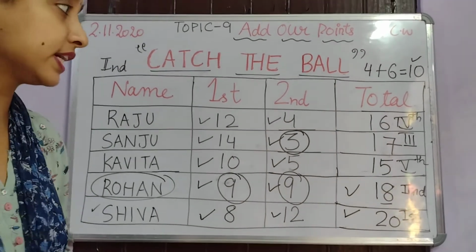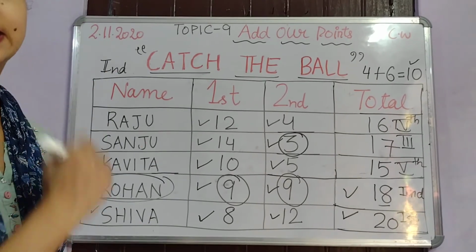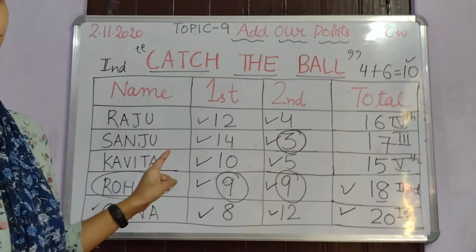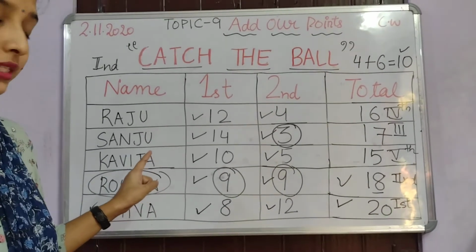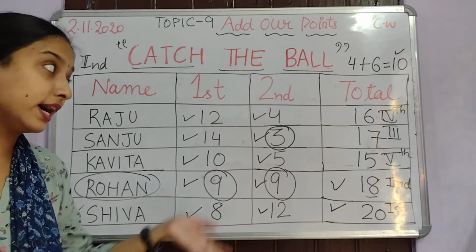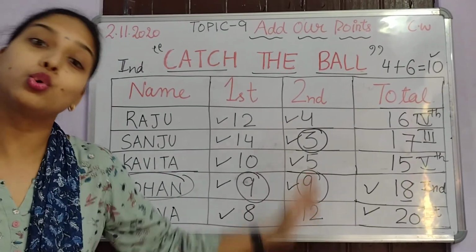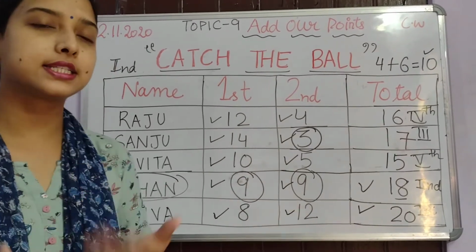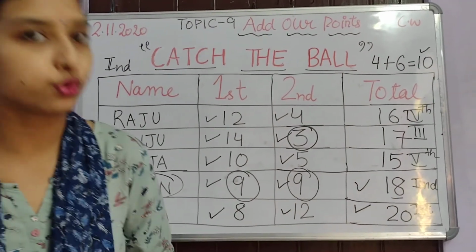Now your homework is to repeat this table, understand it and ask questions. You will make questions for yourself, such as who has scored the least marks in the first round, who has scored the least marks in the second round, and who has scored the maximum marks in the first or second round. These types of questions you can create on your own.